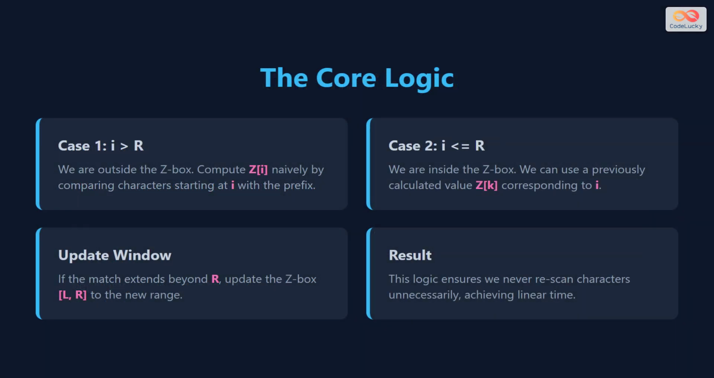The algorithm has two main cases. If our current index is outside the Z box, we have to compare characters manually. But if we are inside the box, we can use the values we've already computed, significantly speeding up the process. We only expand the box when we find a match that extends beyond our current reach.